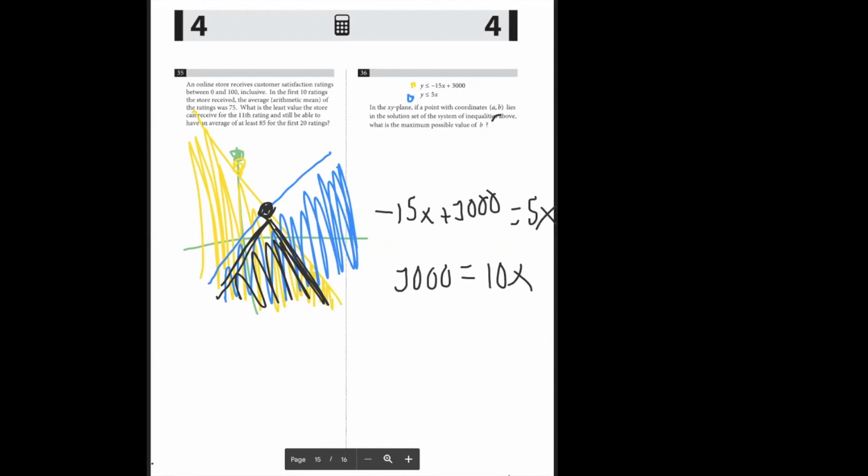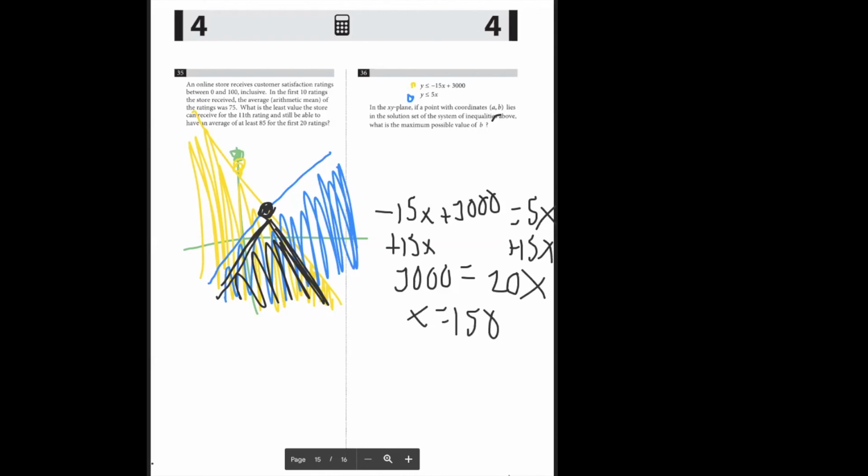When you do that, you should get, I think I moved this wrong. Sorry about that. You have to move the 15 over there, you move a 15 over here. This becomes a 20x instead of the 10 that I wrote. When you divide 3,000 by 20, you should get 150.